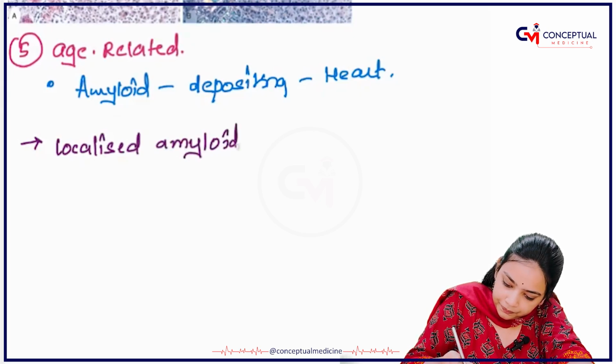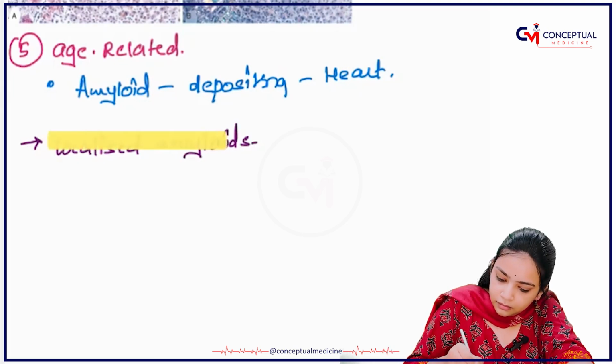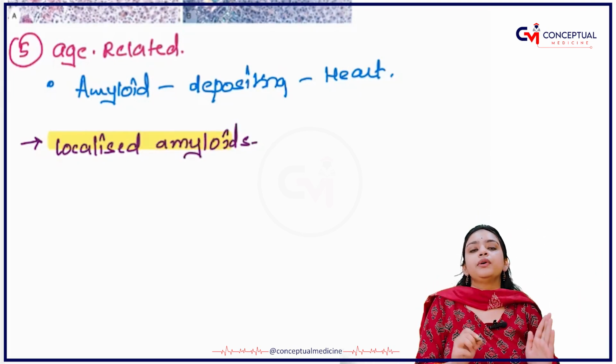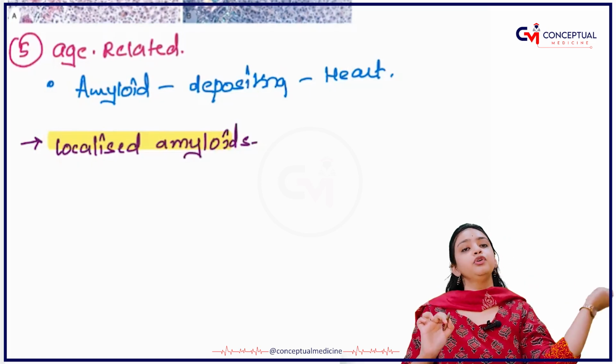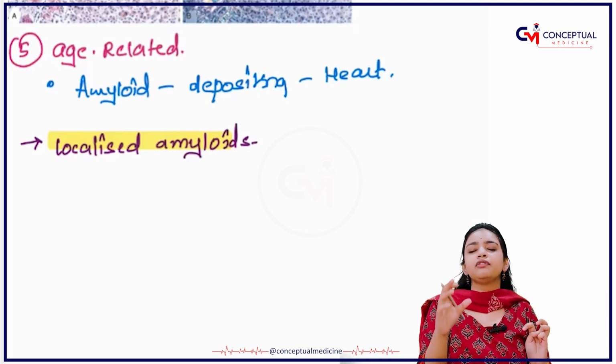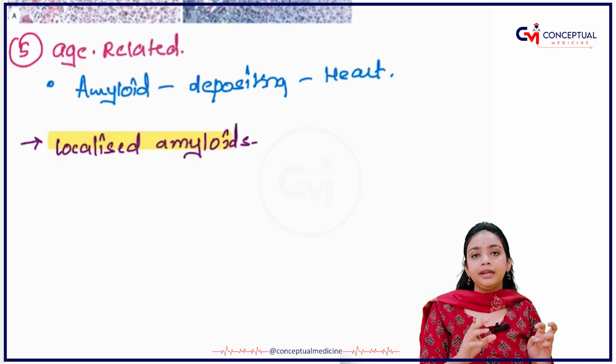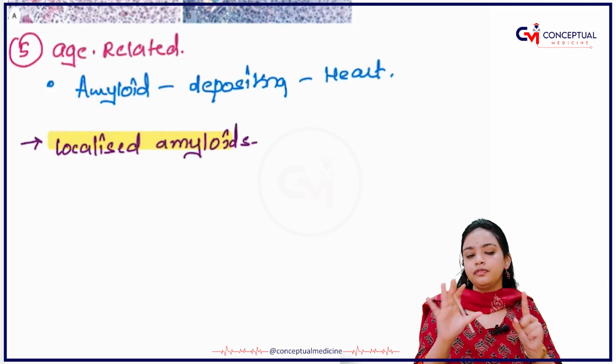Amyloids, right? Localized amyloids are basically the amyloids which are specific to that disease. And if you know this amyloid, it will be much easier for you to understand and identify the disease that the person is facing, right?